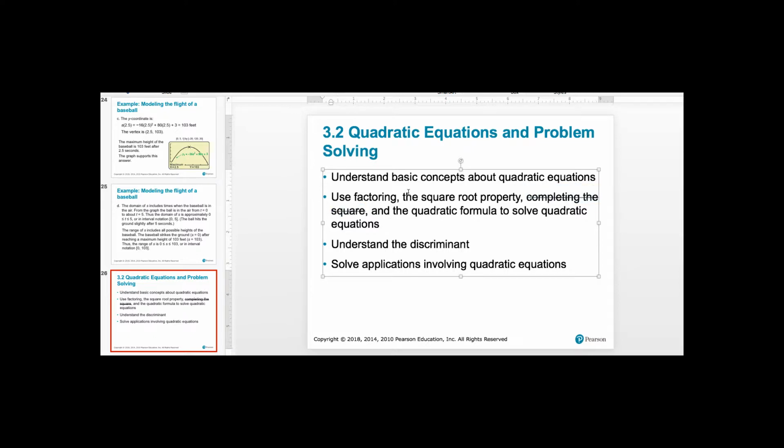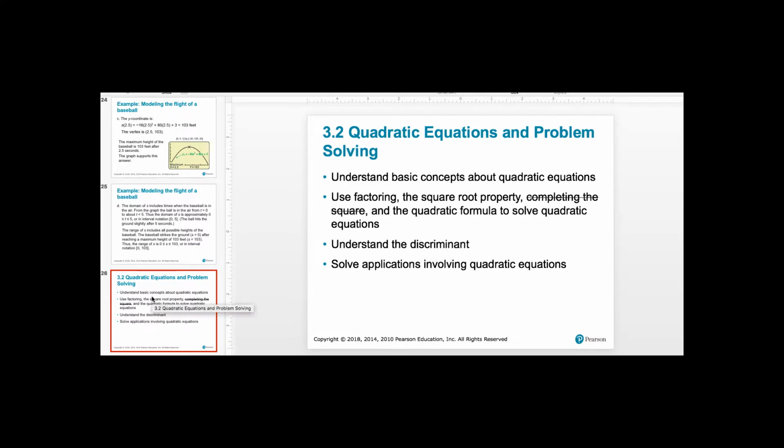But factoring, the square root property, and the quadratic formula will be important. Those will be the three ways you'll be expected to solve. And when I say that, I don't mean that I'll say, here is a quadratic equation, solve it using factoring or whichever one of those methods. It'll be up to you which method you choose.